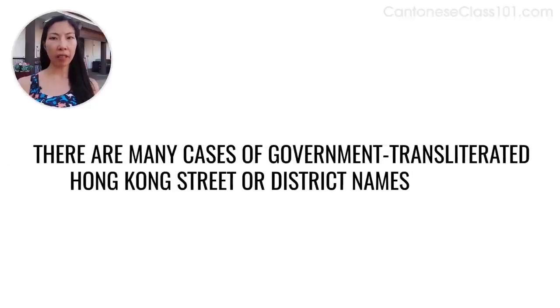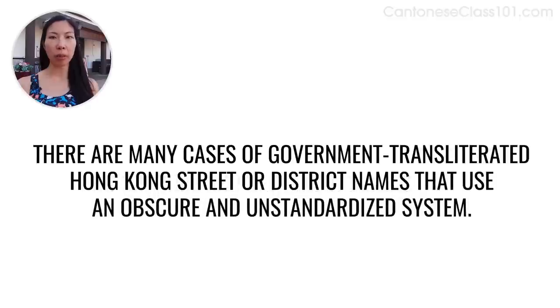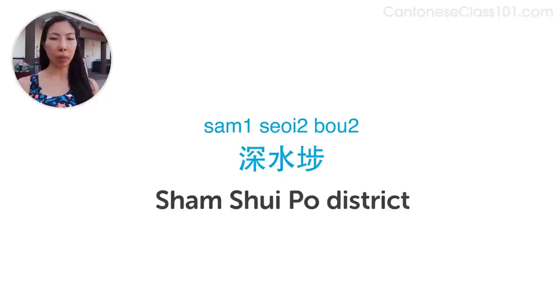There are many cases of government transliterated Hong Kong street or district names that use an obscure and unstandardized system. For example, Sam Shui Po is commonly known as the Sam Shui Po district, but the transliteration Sam Shui Po is not in line with the yutping rules.